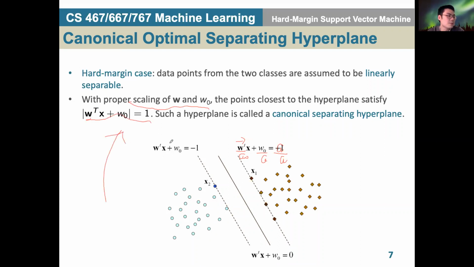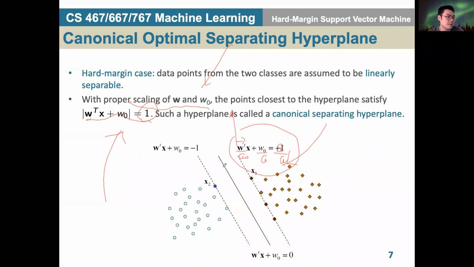In the assignment, you will show that even if it's A, you will get the same conclusion. We are not simplifying. You can always scale it, by the way. If you have a large W, you can always scale, okay? So they are equivalent before scaling or after scaling, right? And such a hyperplane is called a canonical separating hyperplane. Canonical means that we scale it to 1, okay?